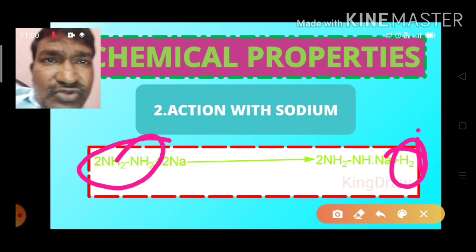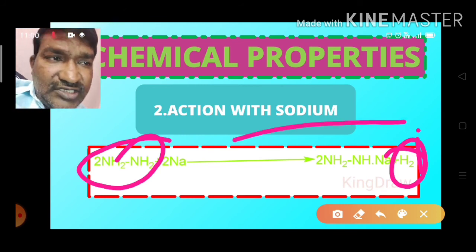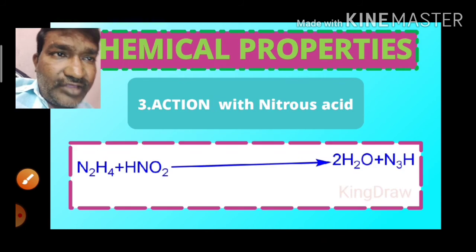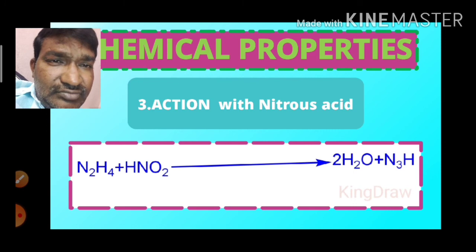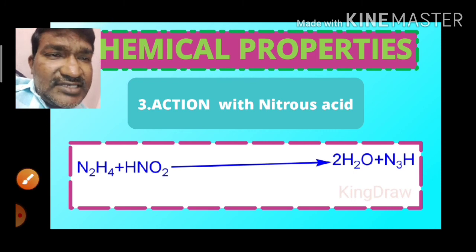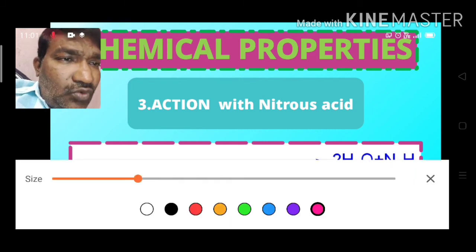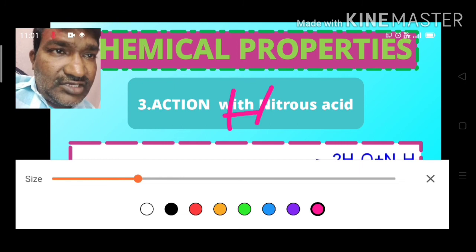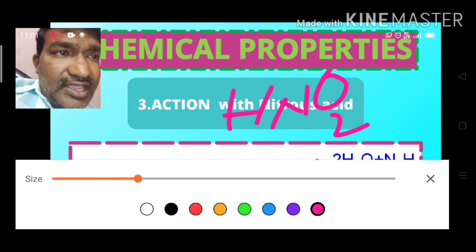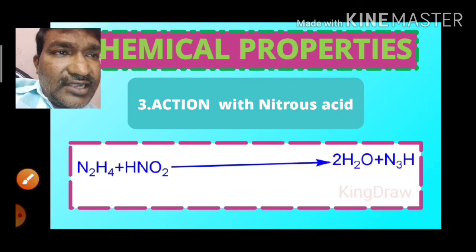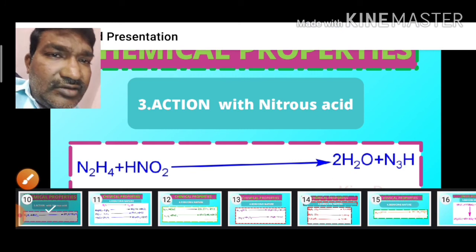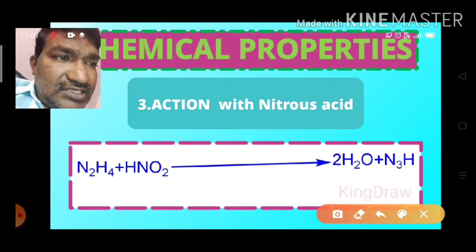Next, we move on to the next reaction. What is that? Let us see. That is the reaction with nitrous acid. The nitrous acid formula is HNO2, and the nitric acid formula is HNO3. Here, nitric acid acts as only an oxidizing agent.